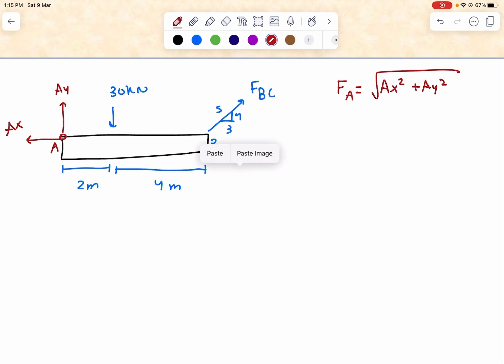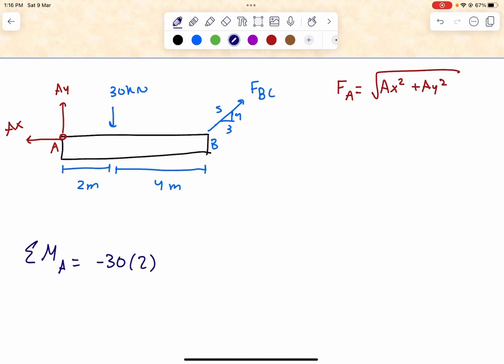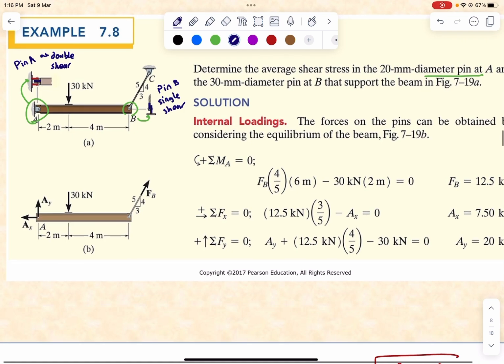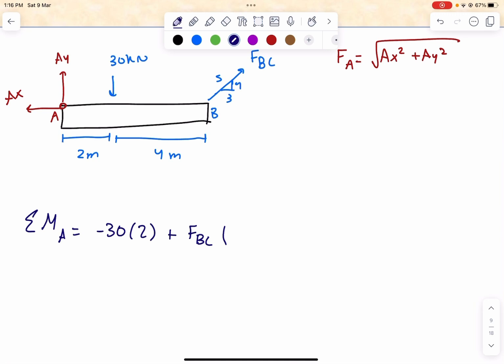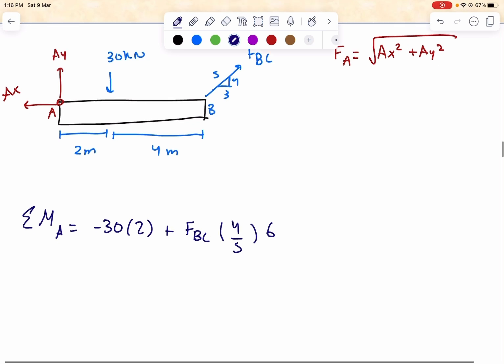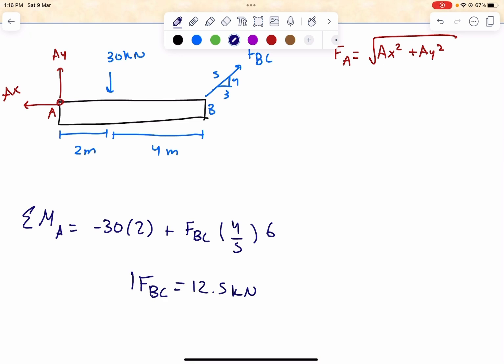Now we can start by summing the moment around point A. This one is minus 30 times 2, and this one is FBC. Okay, we are not given this. Okay, FBC times 4/5 and the distance is 6. So we get FBC as 12.5 kilonewtons.